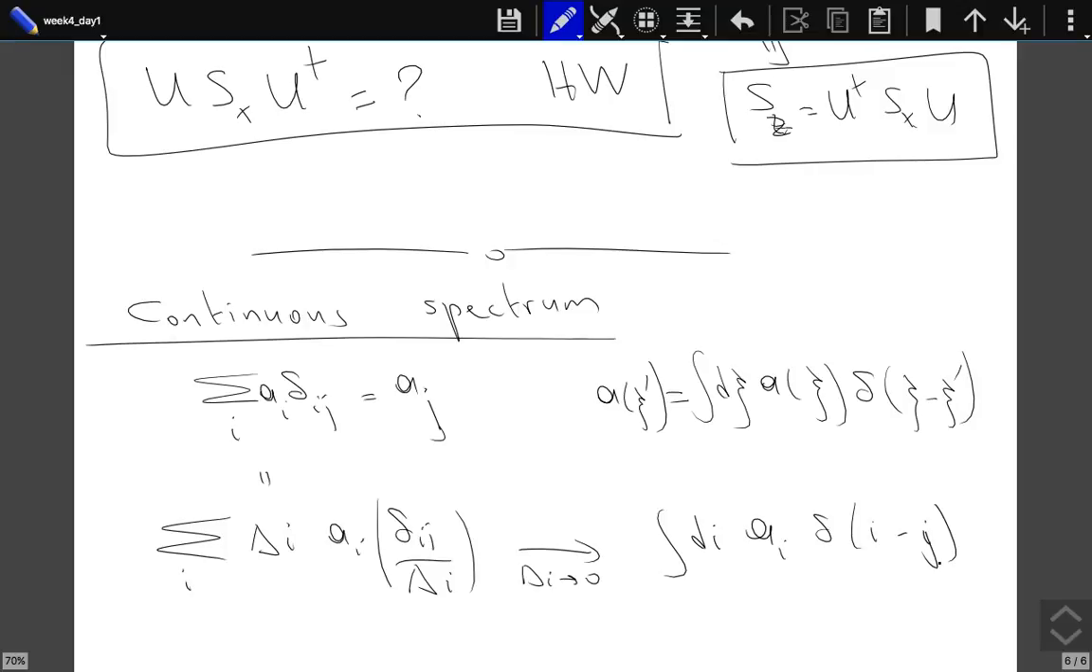Now this Kronecker delta just becomes a Dirac delta in the continuous case, basically because we are converting the summation into an integration. So that is one thing you have to pay attention to when we are working with continuous spectra.